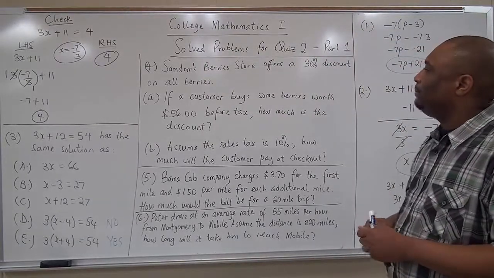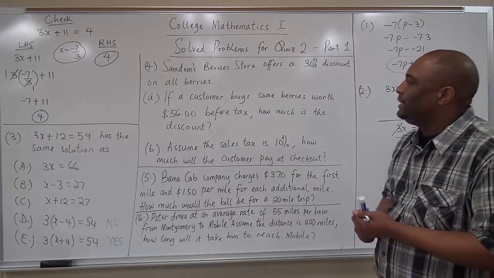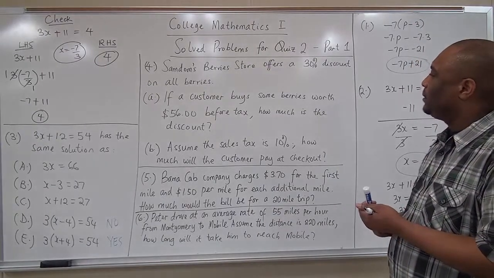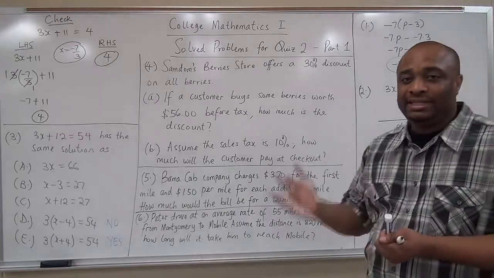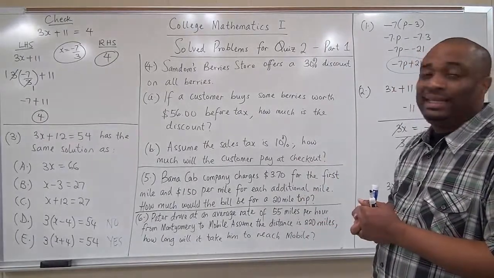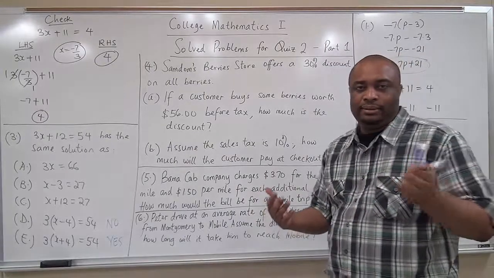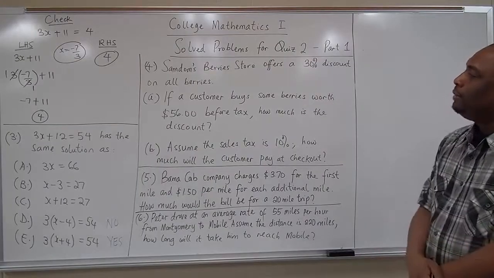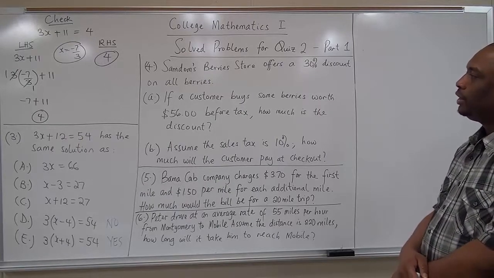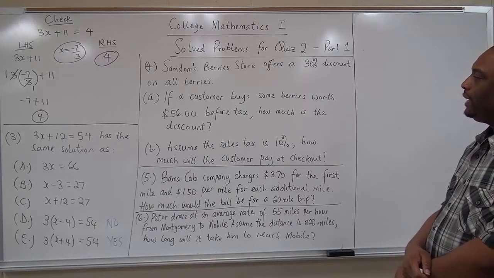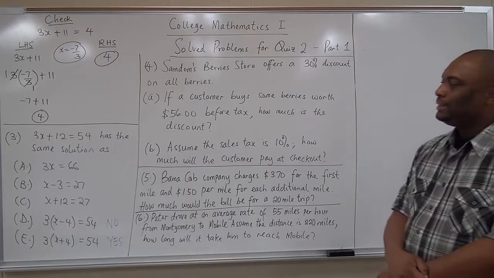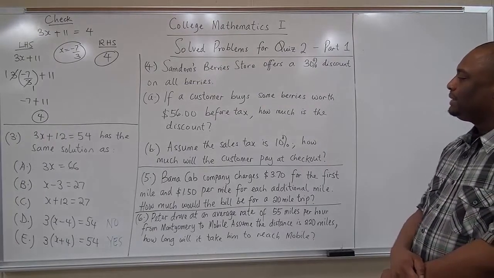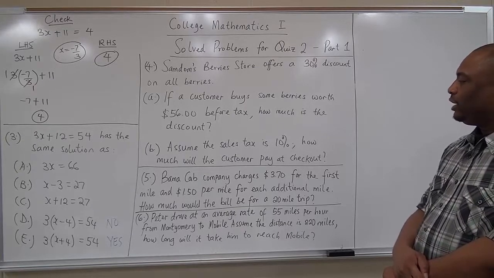Sam Domsbury's store offers a 30% discount on all berries. A. If a customer buys some berries worth $56 before tax, how much is the discount? So this is like percent. This is a question on percent. So please view my videos on percents. B. Assume the sales tax is 10%. How much will the customer pay at checkout?